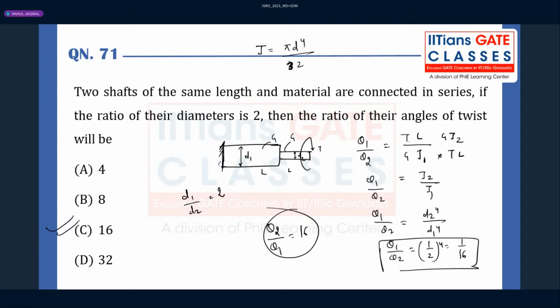Two shafts which are connected in series. If they would have been asking the two shafts which are connected in parallel combination, then the ratio of angle of twist will be what? Same, 1.